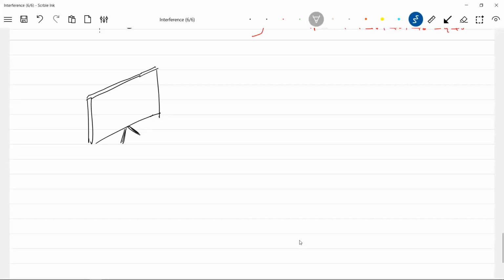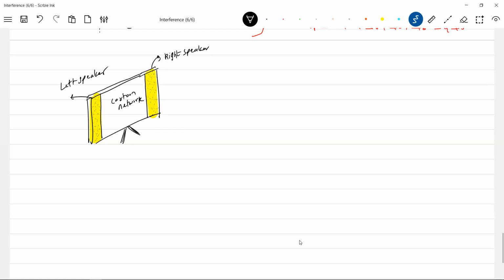So here, this will be the speaker. There's a left speaker. There's a television screen. Cartoon Network is showing on it.